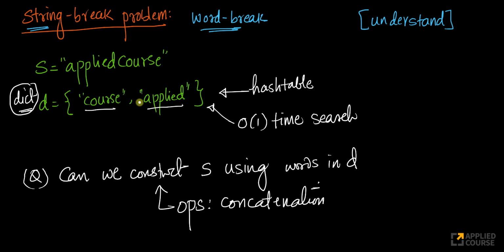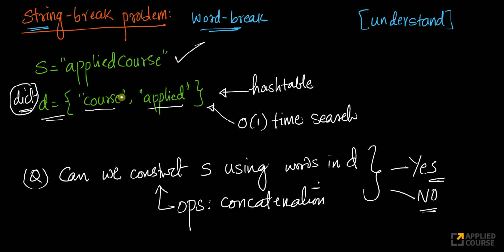Suppose I take the second word here, which is applied, because there is no concept of first and second in a hash table. Suppose I take this word applied, which is present here, and I concatenate with course, I would get applied course, which means the sentence S can be constructed using the words that we have in this dictionary D. This is the question that we want to answer. Is it yes or no? This is the problem. We should always answer yes if this string or word S can be constructed using words in my dictionary D.